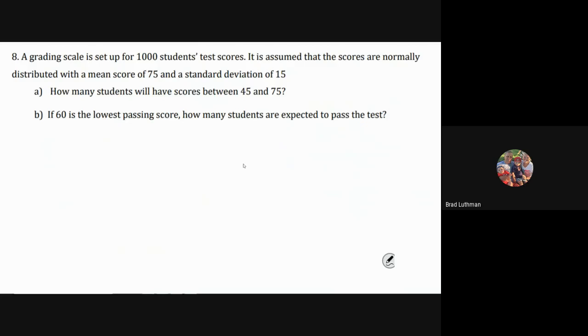A grading scale is set up for 1,000 students' test scores. It assumes that scores are normally distributed with a mean of 75 and a standard deviation of 15. How many students have scored between 45 and 75? Now, there's a good problem that we haven't done yet.